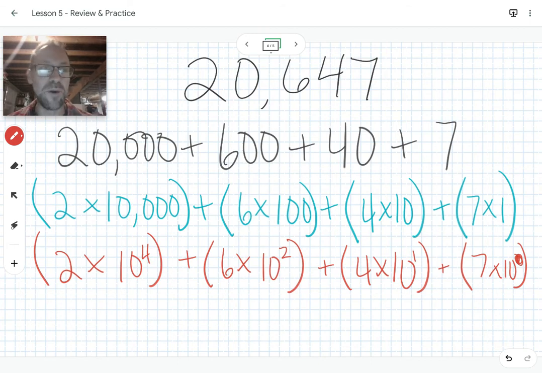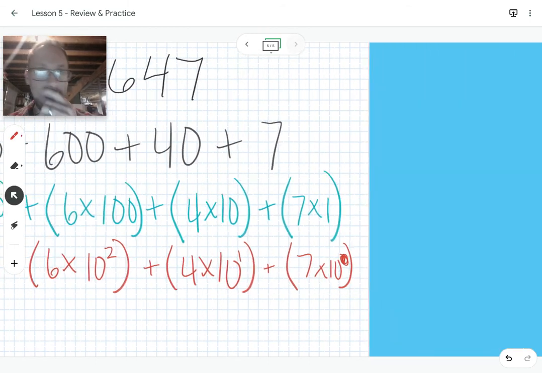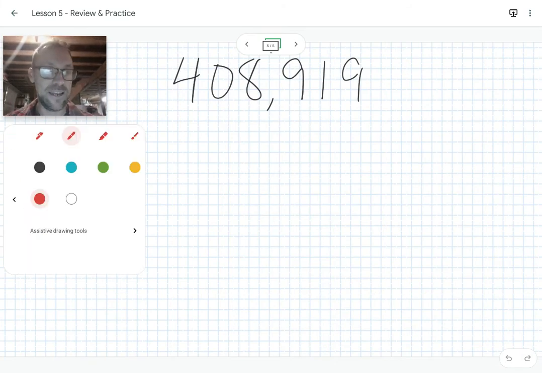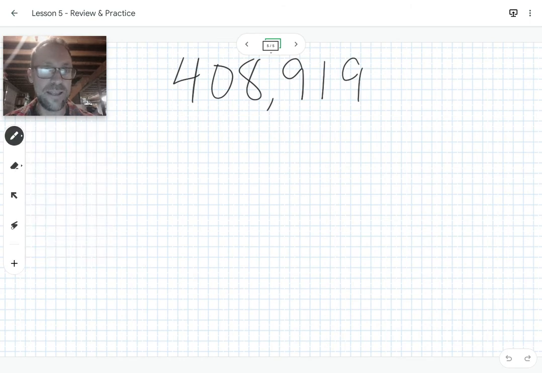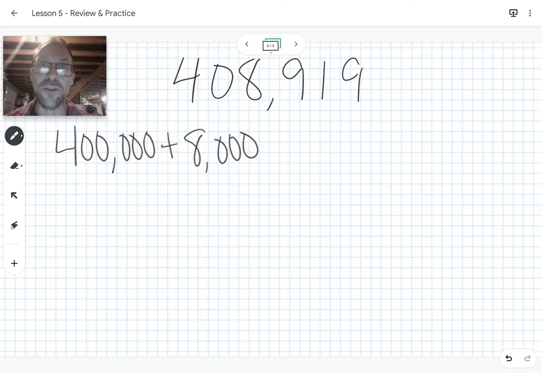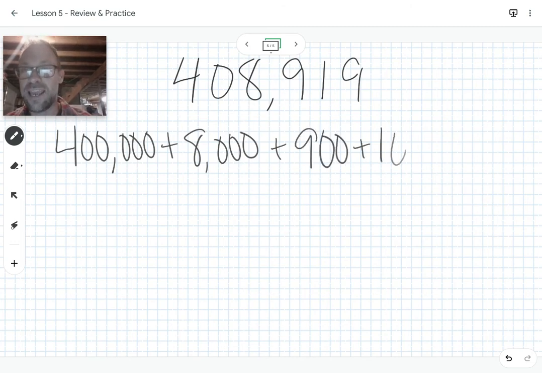Okay, so let's do one more. Our last review problem for today, 408,919. Are you ready? All right, in regular expanded form, that is 400,000 plus 8,000. Notice there's no digit, there's a 0 in the 10,000s place. So that means there's no 10,000s. Plus 900, so that's 900 plus 10 plus 9.